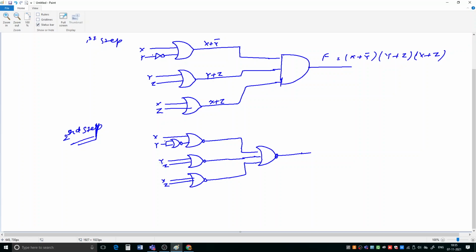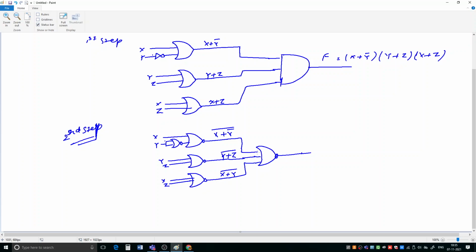So same way we will be verifying here. So what is the output at this point? Here we will be getting x plus y naught whole bar because of this NOR gate. Then here we will be getting y plus z, and because of this ring we will be getting this one. Here we will be getting x plus z, and because of this ring we will be getting this one.